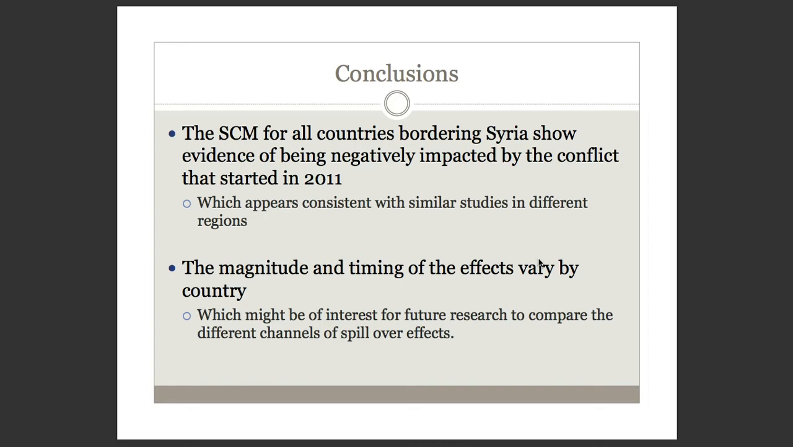So, in conclusion, the synthetic control model for all countries bordering Syria did show that they were negatively impacted by the conflict, but the magnitude and the timing of the effects vary by country. This might help investigate what exactly the channels driving the decrease in income because of the war are, which is still something that the literature doesn't have much consensus on.